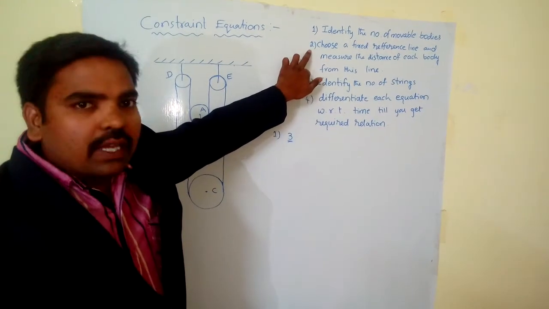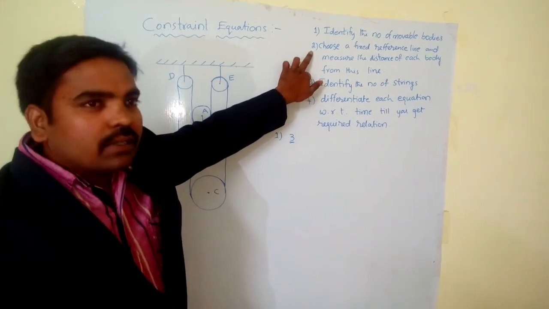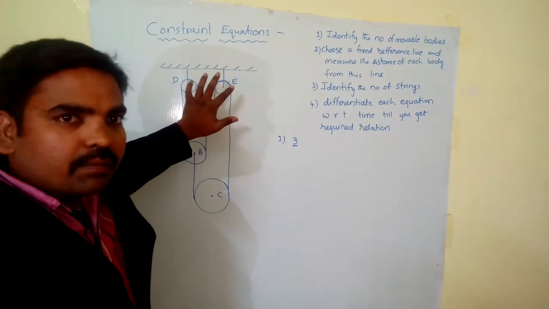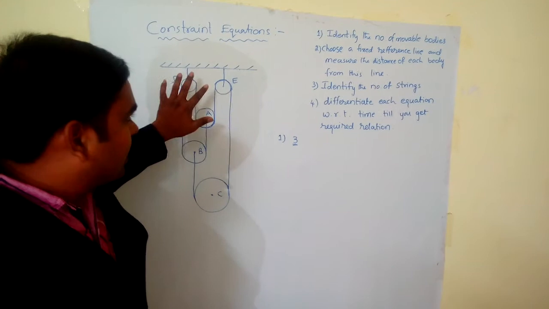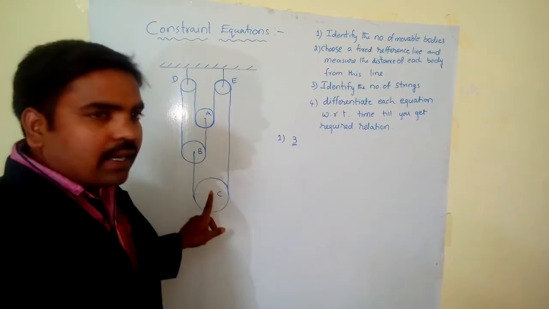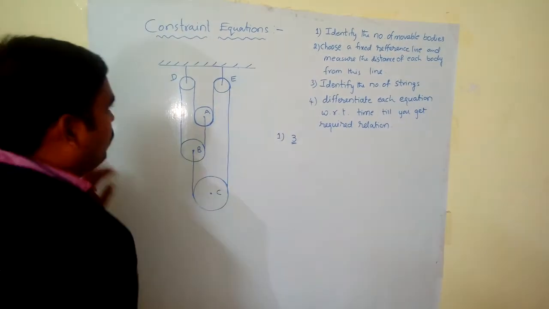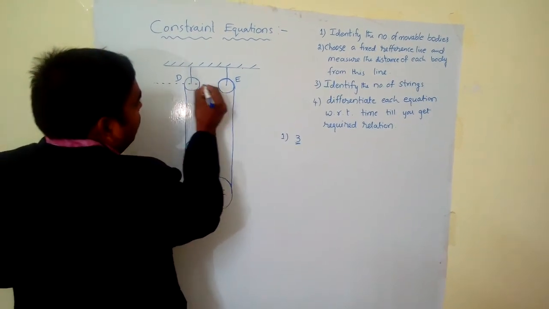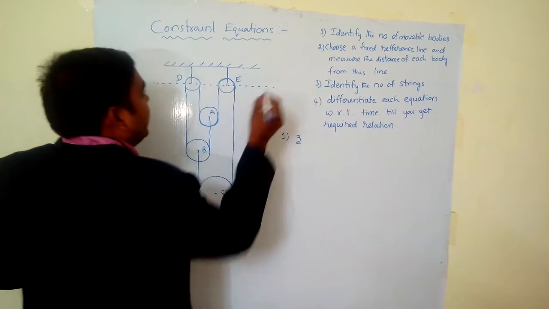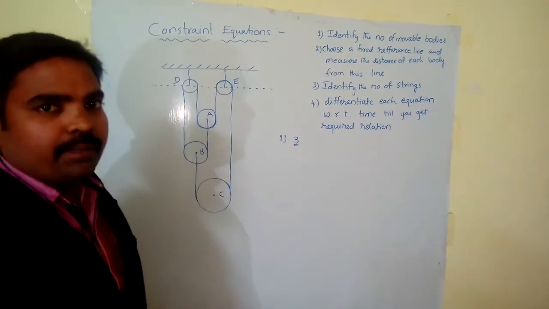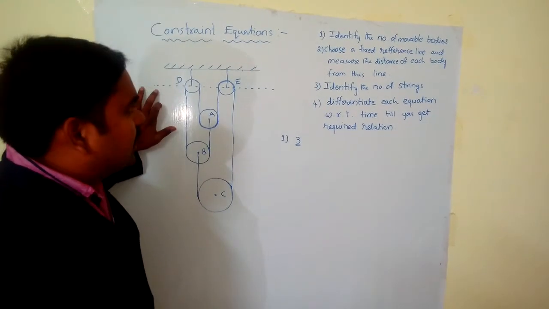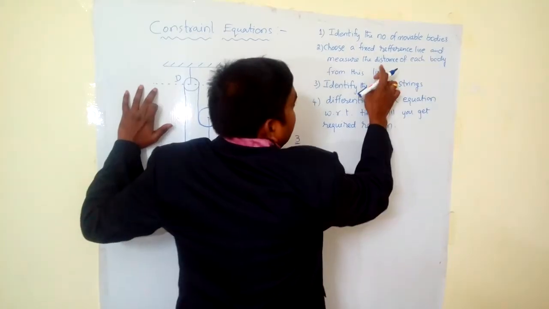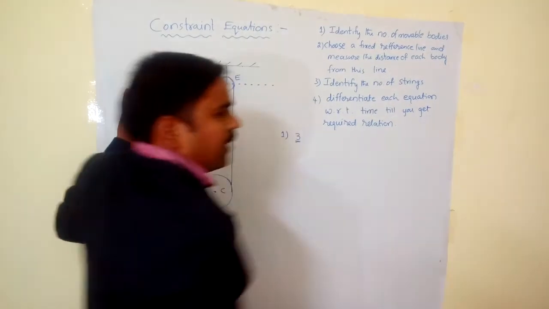Second one, choose a fixed reference line. Fixed reference line in the sense it must be fixed. So you cannot go for A, B, C because these 3 are movable. So I am going to select a fixed reference line through D and E pulley centers. This is a fixed reference line. Okay, and measure the distance of each body from this line.